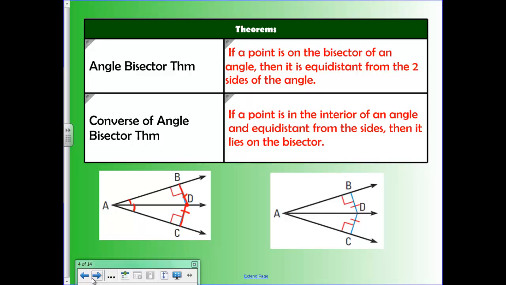lies on the bisector. If I have a point in here, and this distance is perpendicular, and this distance is the same, and it's also perpendicular, if that's true, then I know this angle is the same as that one, and that point lies on the bisector. Your two theorems. You want to keep this handy as we go through this.